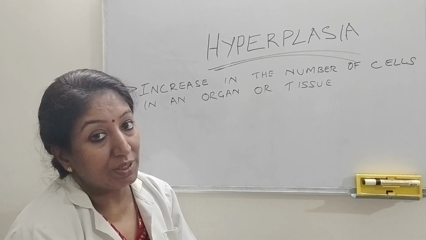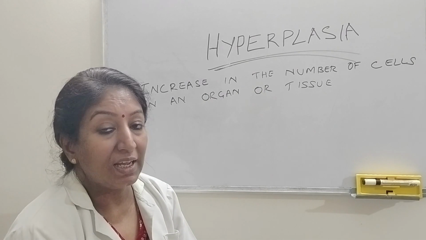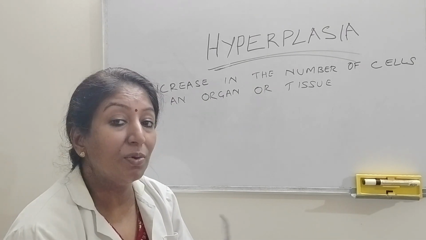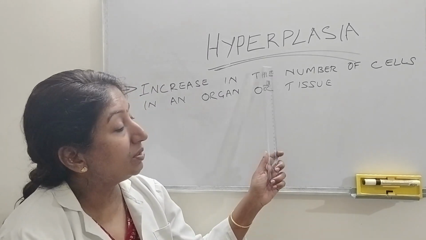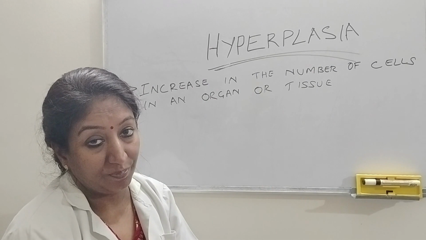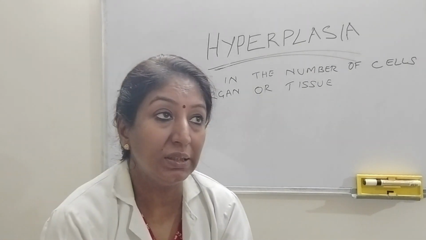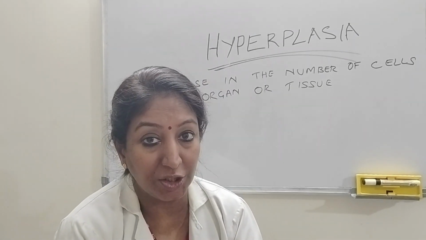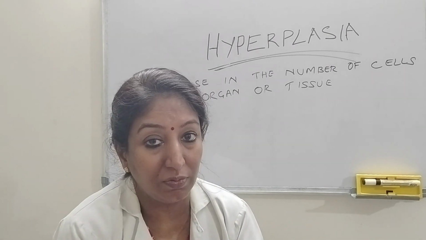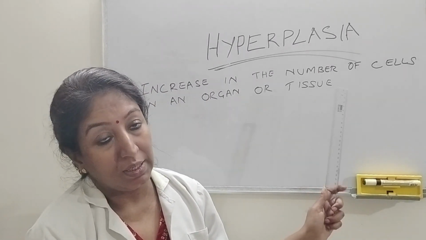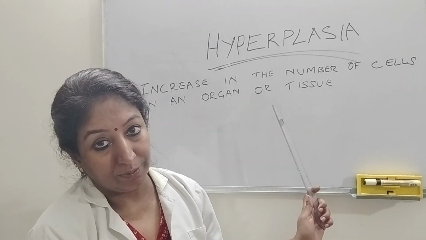And why does this hyperplasia occur? It can be due to hormonal changes, it can be due to increased functional demand of the body, it can be due to chronic irritation. All this can lead to hyperplasia. So there are 3-4 points, and usually the question, differentiate between hyperplasia and metaplasia, will be of 2 marks. So you should write minimum 4 points of each.